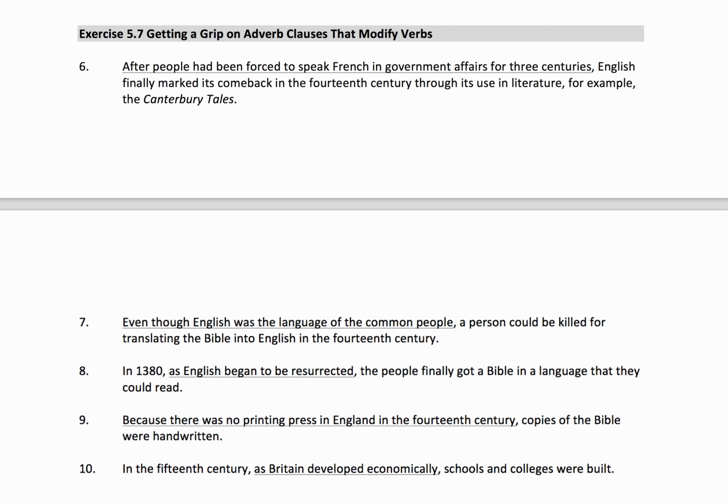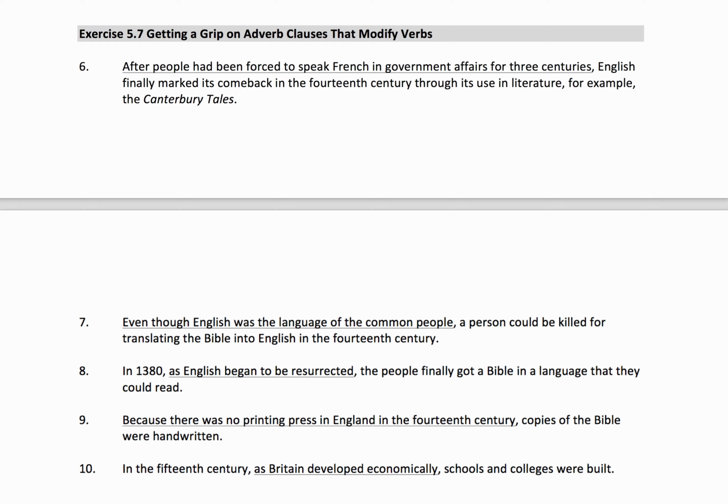All right, so here we go for the last homework of the term and the last homework for chapter 5. So we'll talk about 5.7, 5.8, and 5.11. So in 5.7, you basically just needed to identify the adverb clauses.